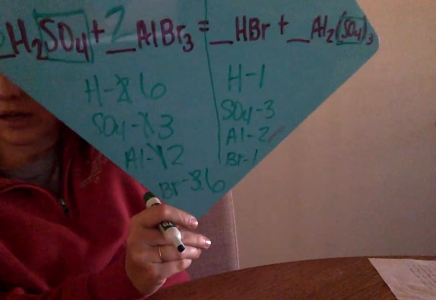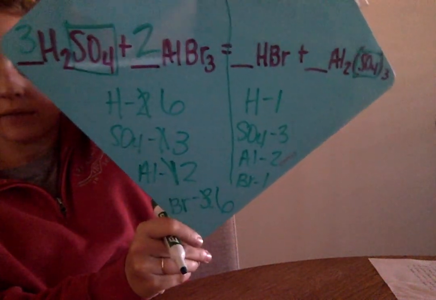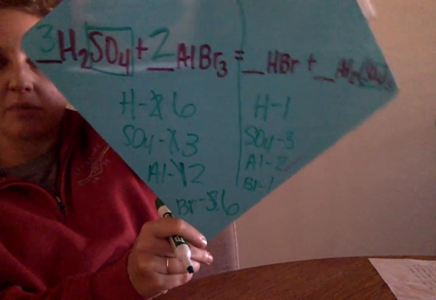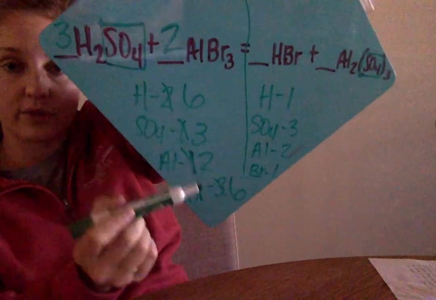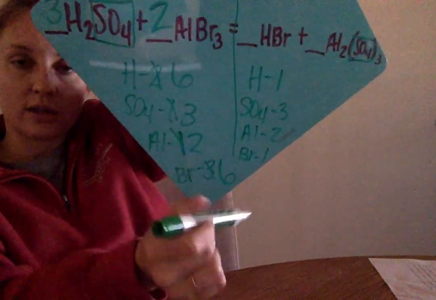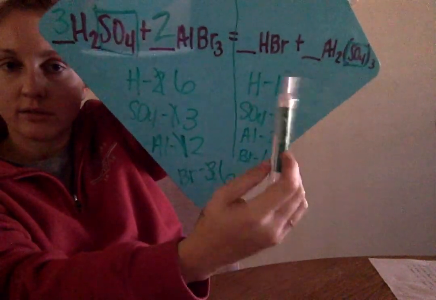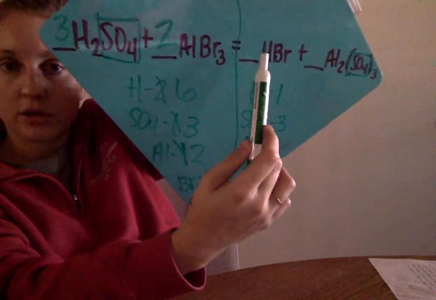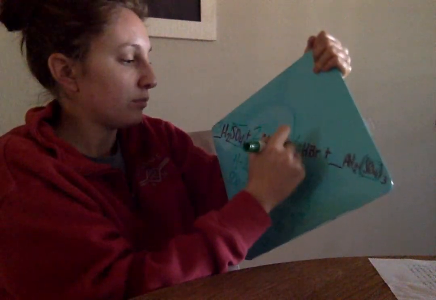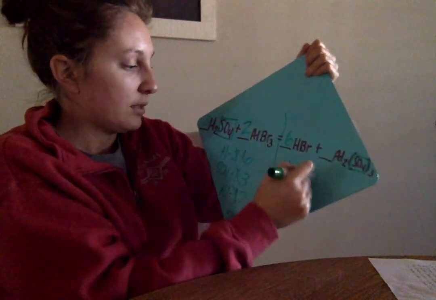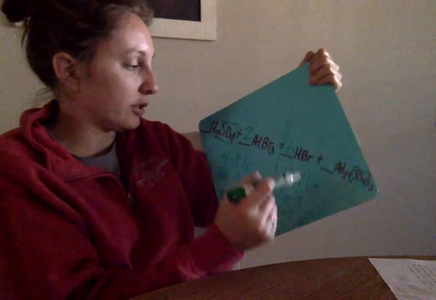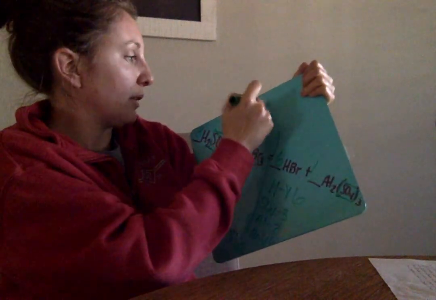So now the only things not balanced are my H's and my BRs, which are both 6 over here. How am I going to get 6 on the right-hand side? What can I put here to make these equal 6? They don't have subscripts, so just a 6. I put a 6 there, 6 H's, 6 BRs. My final answer is going to be 3, 2, 6, 1.